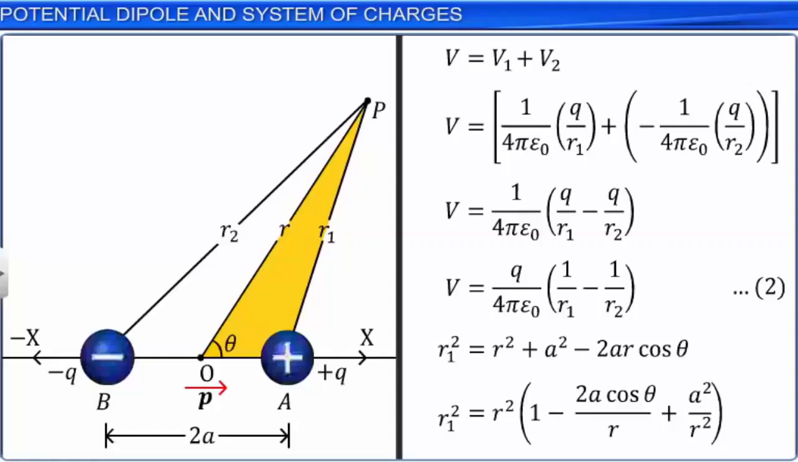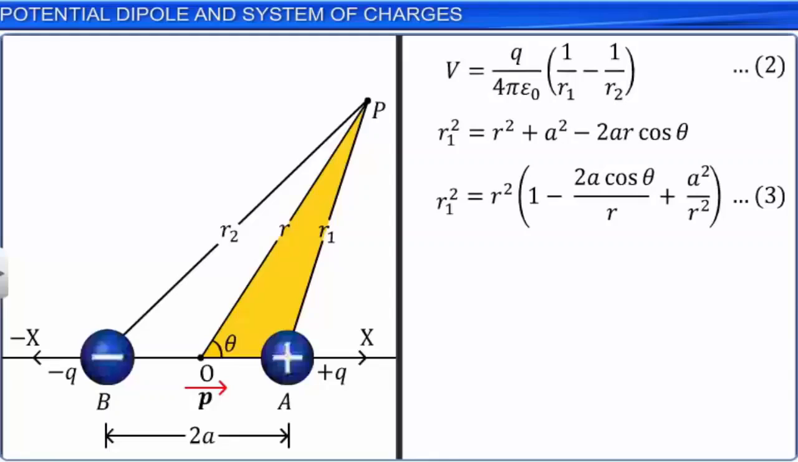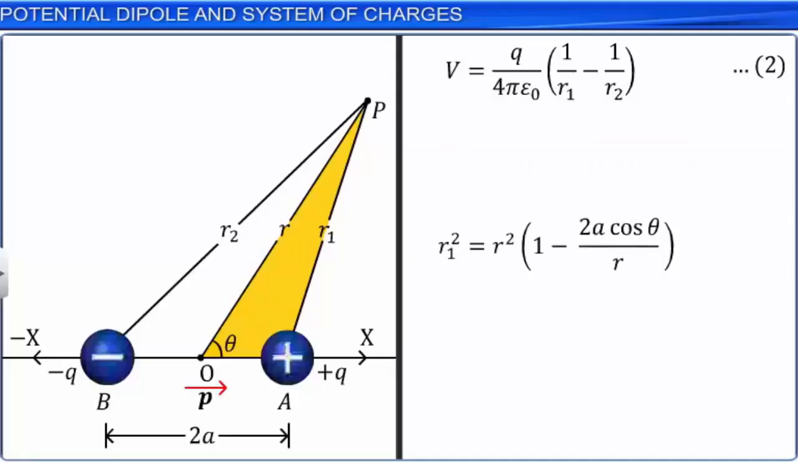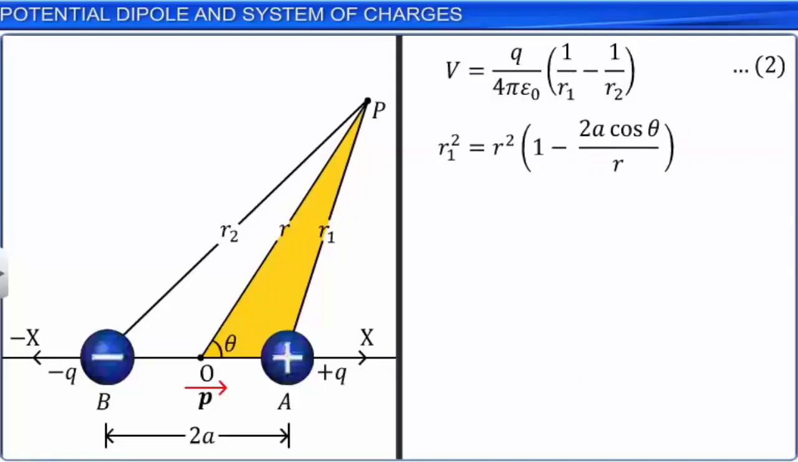If r is much greater than a, then the ratio a to r is much less than 1, and hence the term a square by r square in equation 3 can be neglected as it becomes very negligible. Then we get r1 square is equal to r square into 1 minus 2a cos theta by r. This implies r1 is equal to r into 1 minus 2a cos theta by r, power half.